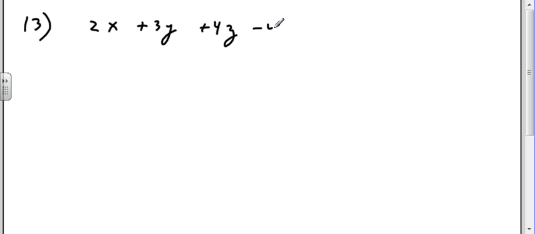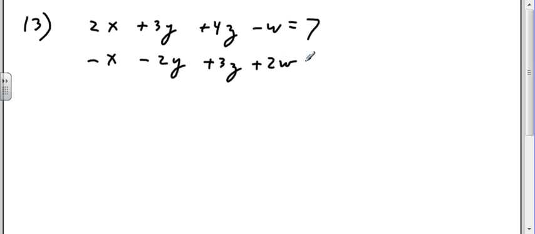Number 13, you got to be kidding me. All right, number 13. Okay, so I got 2x plus 3y plus 4z minus w is 7. Now, in this particular case, the chances of making an error are extremely high, and that's why we have the entire class period to work it if we need to.